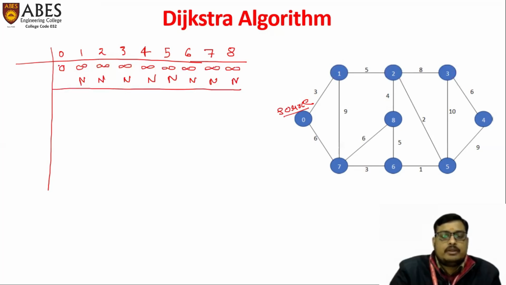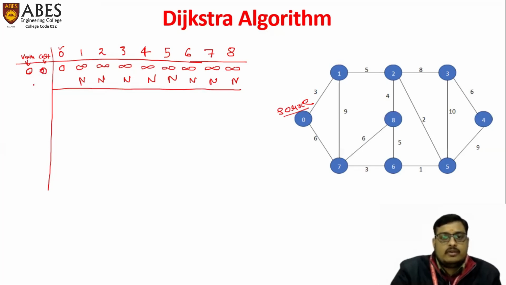Now we'll find the minimum cost vertex, that is the source. So we'll write source 0 here, and the cost of this 0 is 0. Here we are writing the vertex, and after that we are writing the cost. So this is the vertex and this is the cost. To visit 0 from 0 has 0 cost.